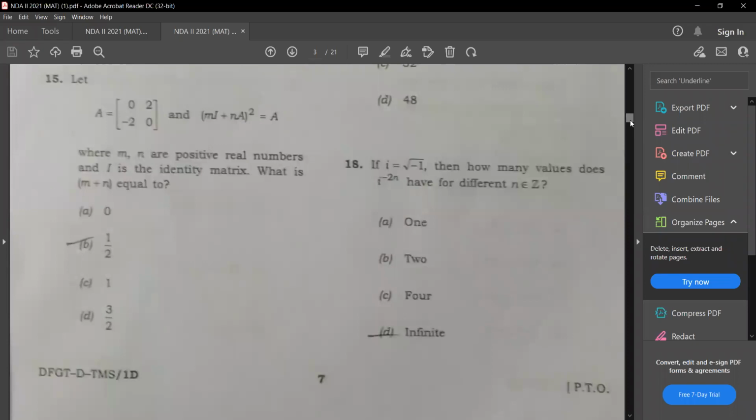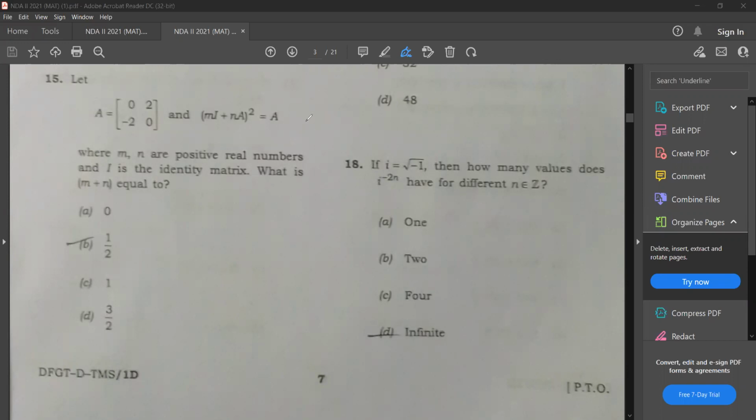Let A be equal to the matrix [0, 2; minus 2, 0], and (mI plus nA) the whole square is equal to A, where m, n are positive real numbers and I is the identity matrix. What is m plus n equal to? Try that. A is this matrix, m and n are real numbers, and I is the identity matrix. You need to find this.